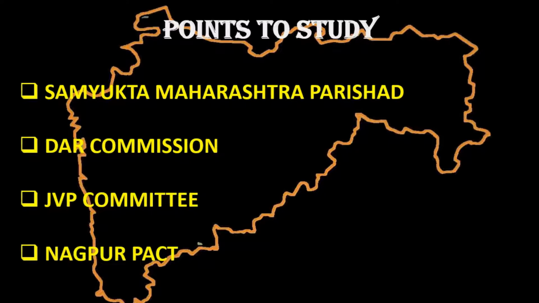Students, in this video, we are going to learn about the following points. First one is Sanyukta Maharashtra Parishad. Second one is Dar Commission. Third point is JVP Committee. And fourth point is Nagpur Pact. So, let us start.